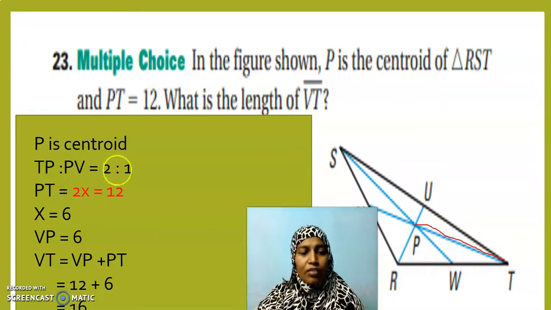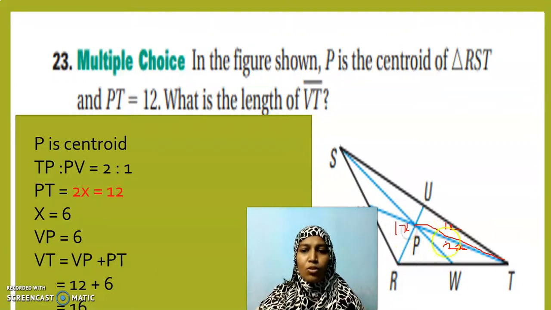So again, start with 2:1. We know 2x is equal to 12. We know this PT alone is 12. This is 2 parts and this is one part. So this is 2x and this is 1x. The same process, a little bit different. So 2x is equal to 12. From that I get x is equal to 6. So x is equal to 6 means this VP is 6. This one part is 6. So on the whole we will have 12 plus 6.